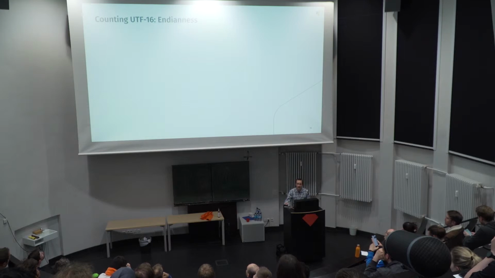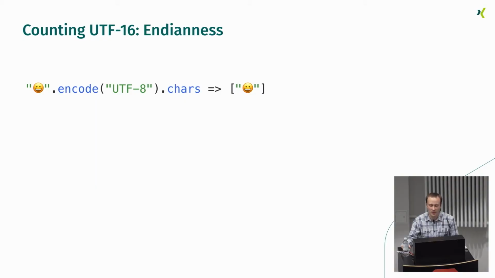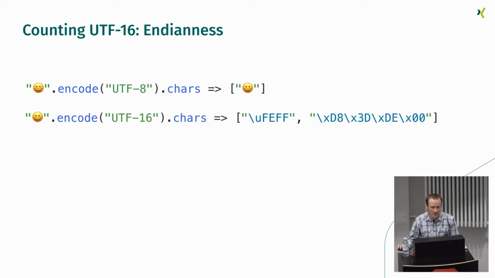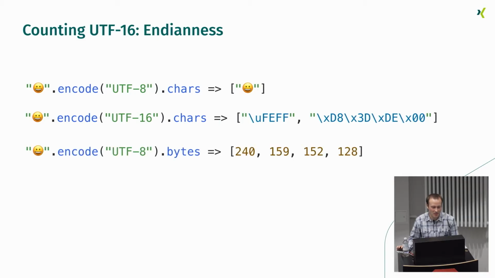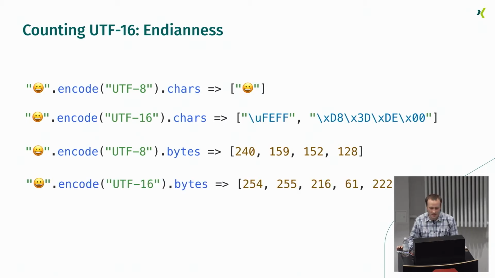So we were investigating strings in UTF-8 and UTF-16 to make sense of it. If we look at the characters that an emoji is made up of in UTF-8, it's just the emoji, which makes total sense. And in UTF-16, it is this, which, wow, what is this? So we went on and investigated the bytes and found out, okay, an emoji is made up of 4 bytes in UTF-8, whereas UTF-16 has 6 bytes. How can that be? How do you need 6 bytes to represent an emoji?